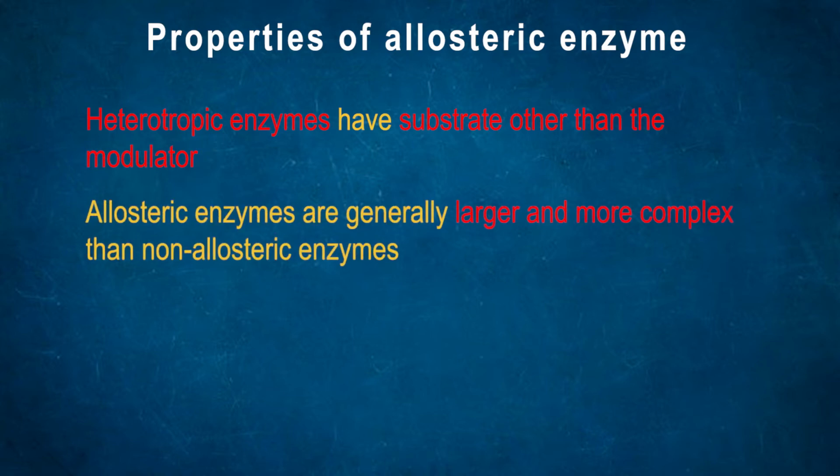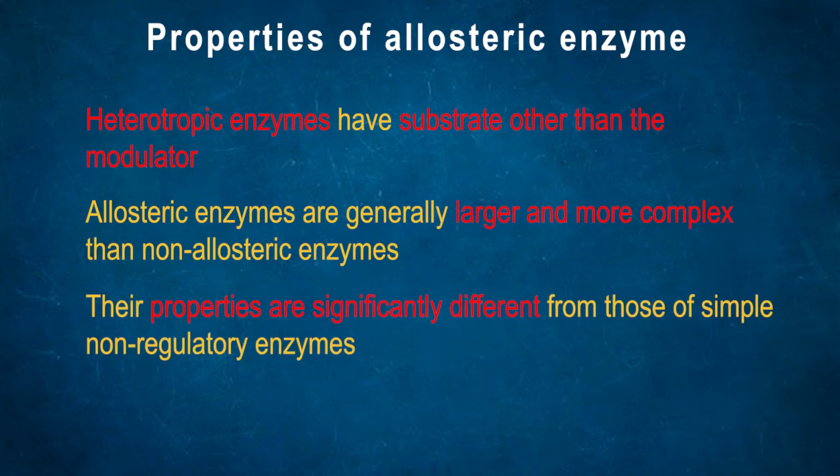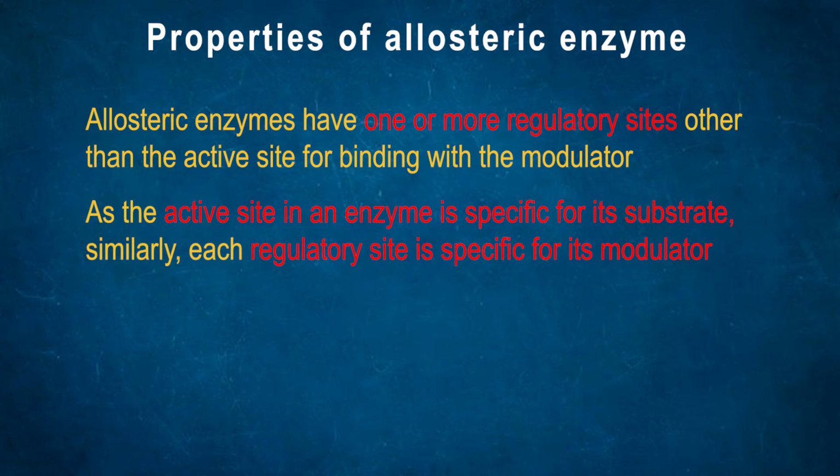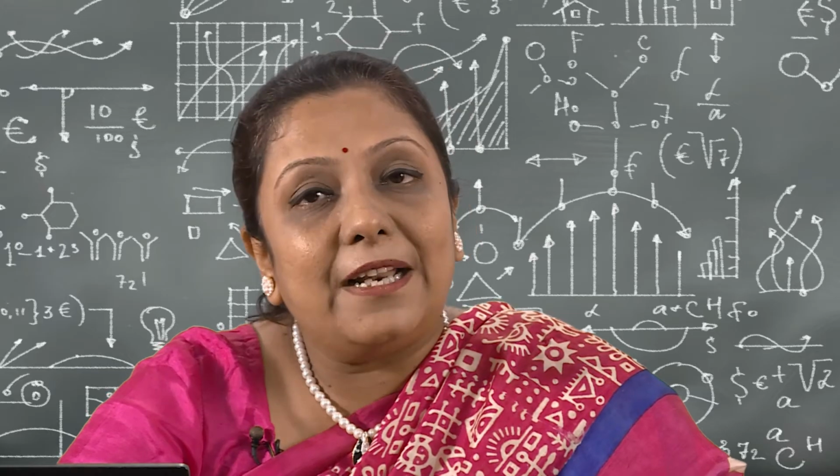Allosteric enzymes are generally larger and more complex. The properties are significantly different from normal enzymes. Allosteric enzymes have one or more regulatory sites other than the active site for binding with the modulator. As the active site of the enzyme is specific for the substrate, similarly each regulatory site is specific for each and every modulator. So what I have told?